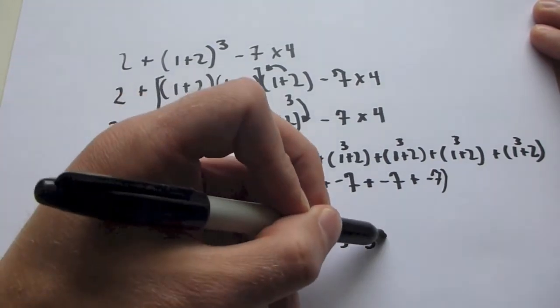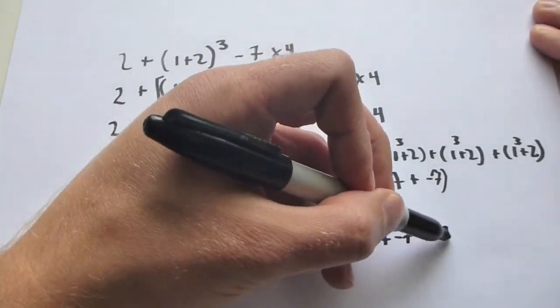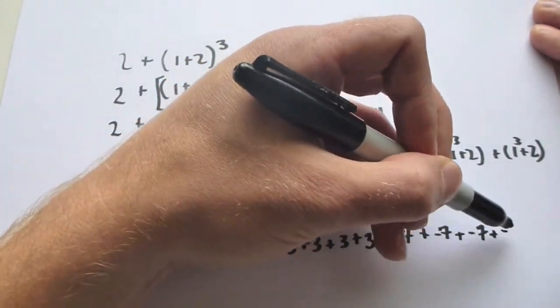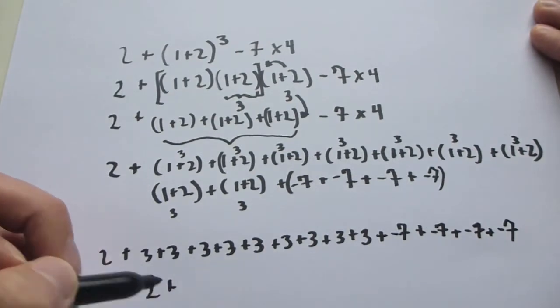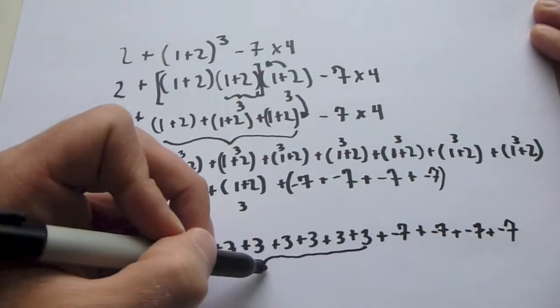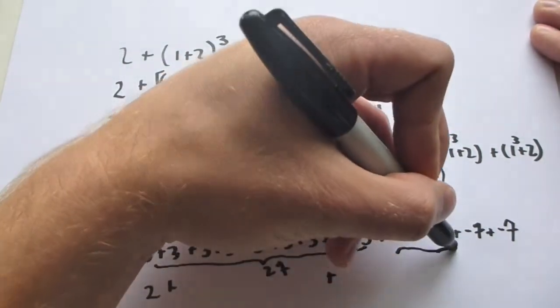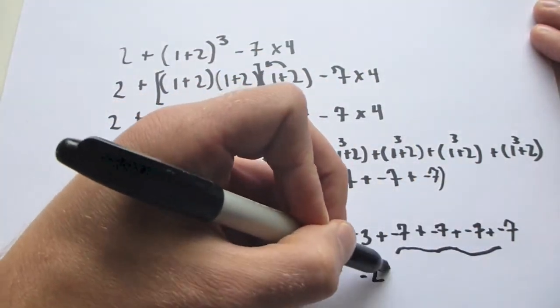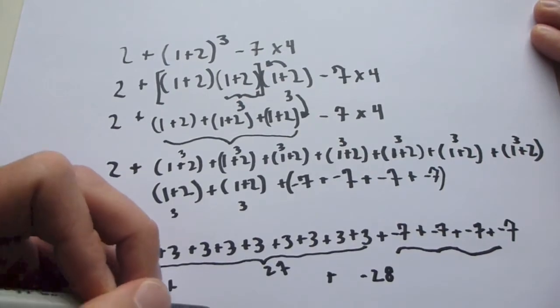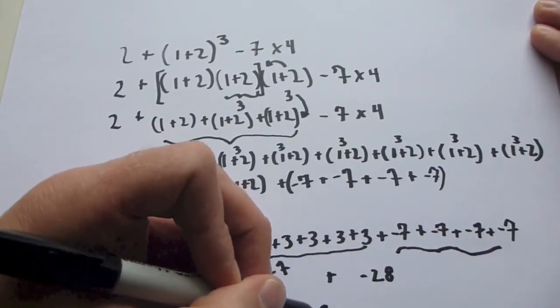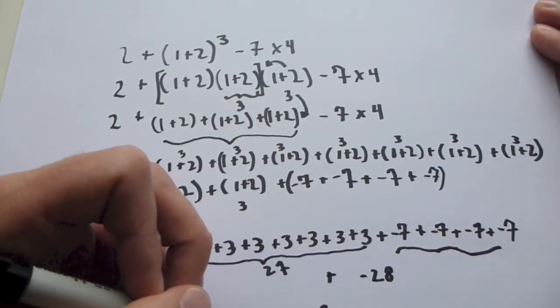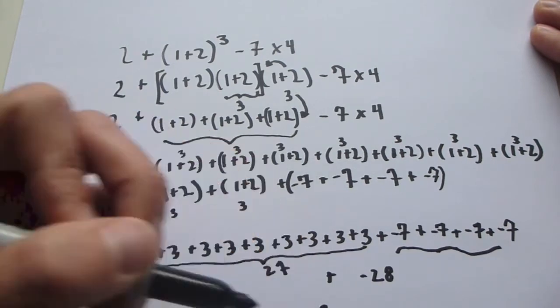So we have 2 plus 3, 9 times, plus a negative 7, plus a negative 7, plus a negative 7. And we can see that this simplifies down to 27, 28. So we get 2 plus 27 minus 28, or the solution, which is 1. So we can see that it all expands. So it all comes back to addition.